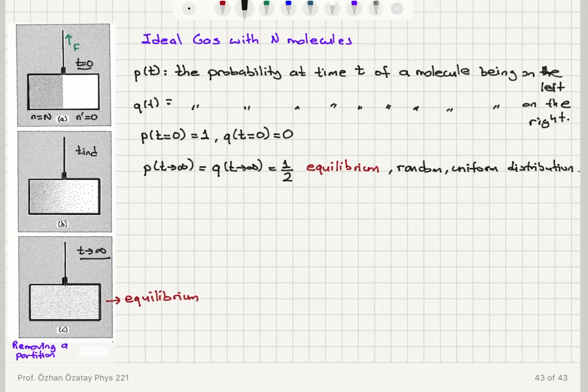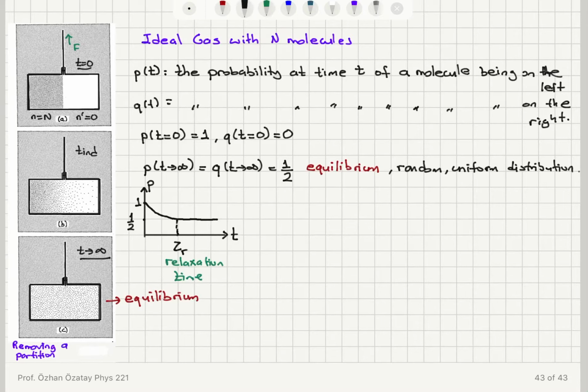And if I plot probability p as a function of time, what would this look like? The probability p of finding a molecule on the left side? Well, at t equal to 0, we said it's going to be 1. And as t goes to infinity, it's going to be 1/2. So this is going to die out, and then it will saturate. The time scale for this to die out is the relaxation time, tau r. That is my relaxation time.